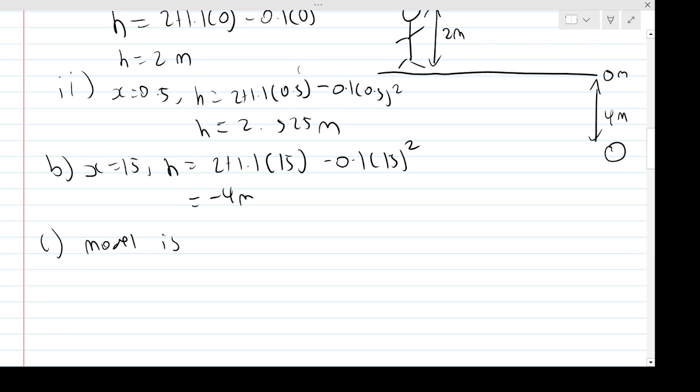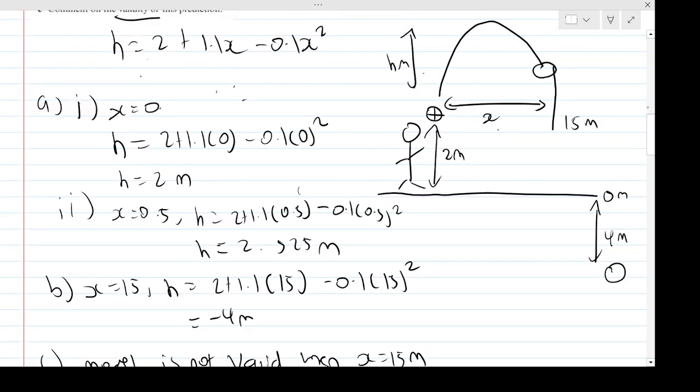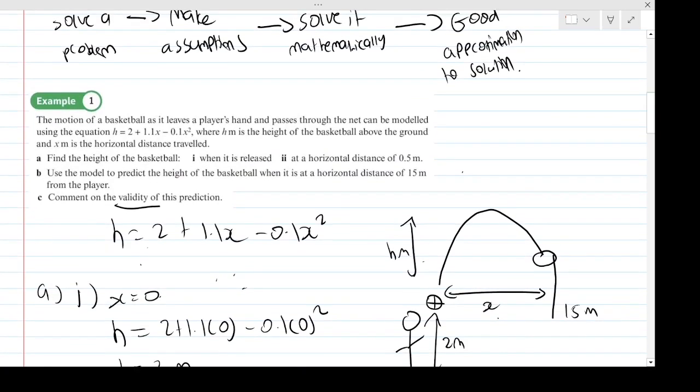The model is not valid when x is equal to 15 meters, when the horizontal distance is 15 meters. That's the reason why, because we essentially get a negative height, which makes no sense here. Okay, so again, this old idea about what was discussed about some of the modelling.